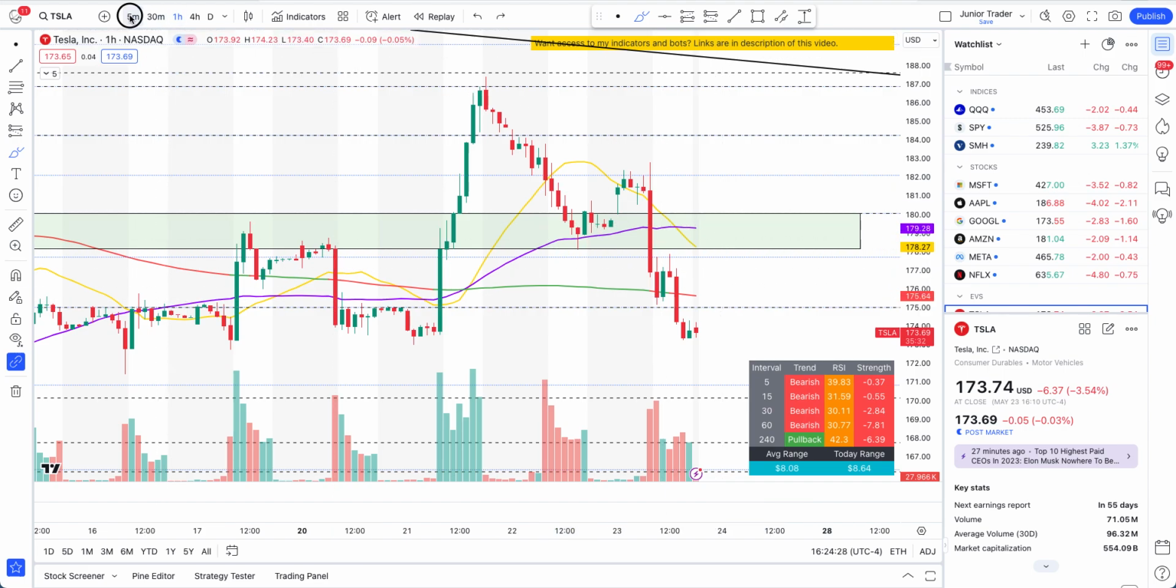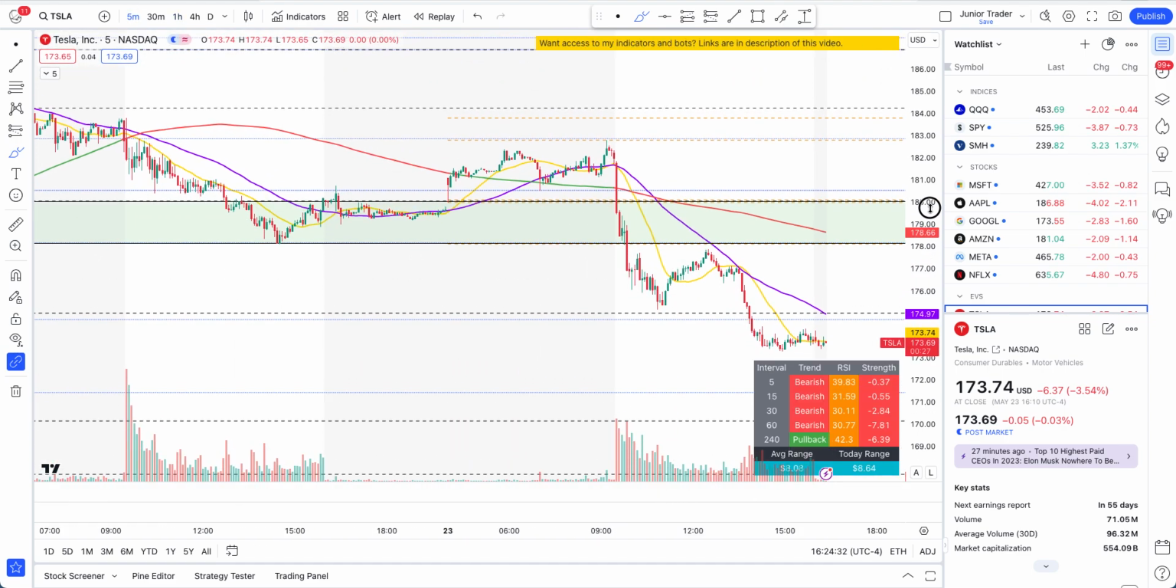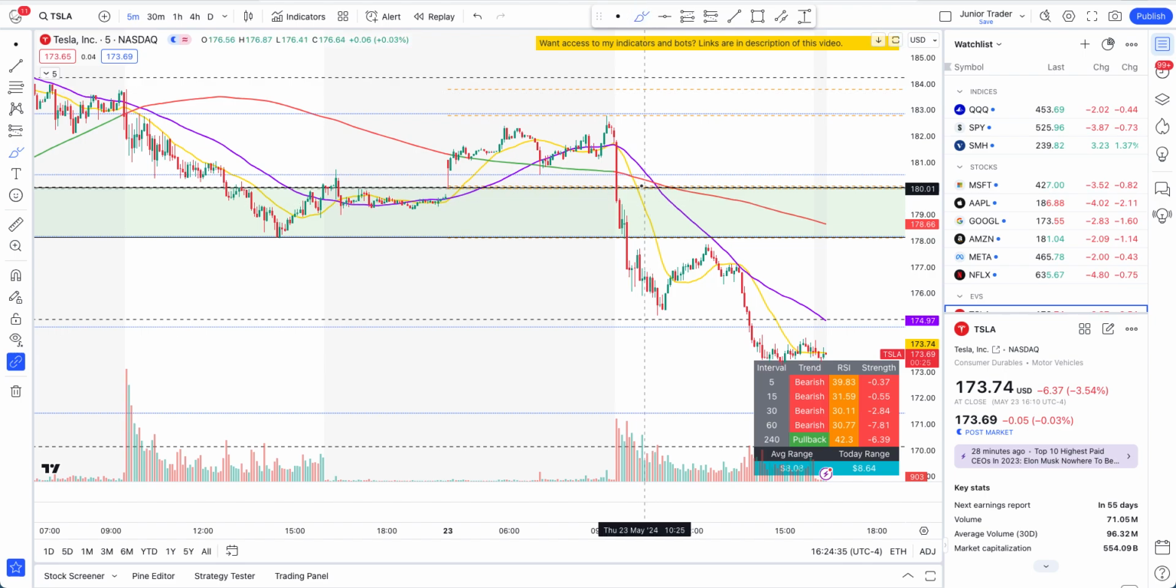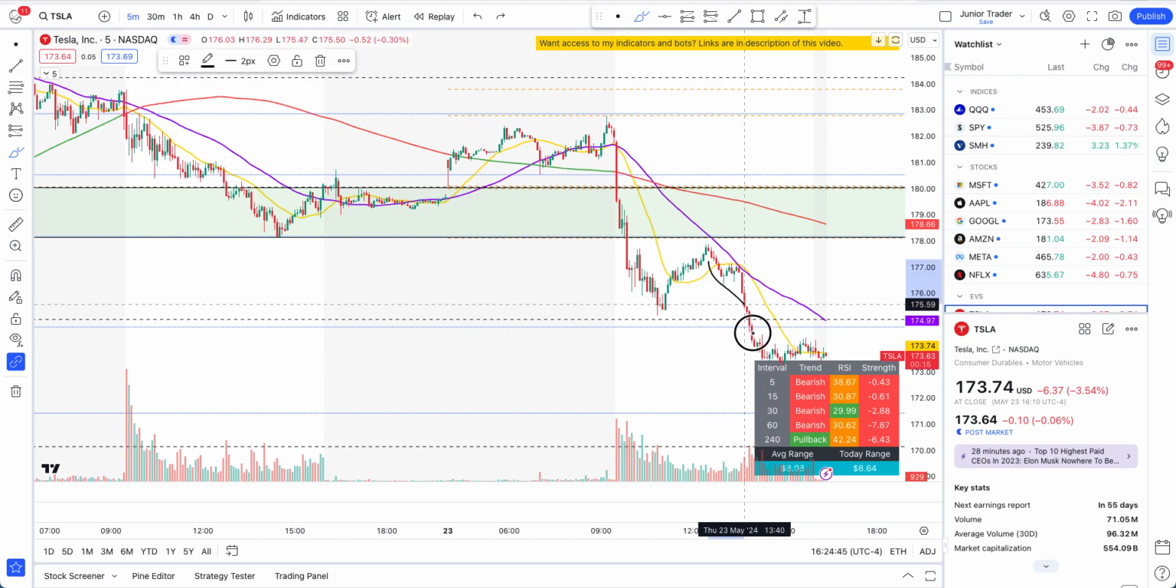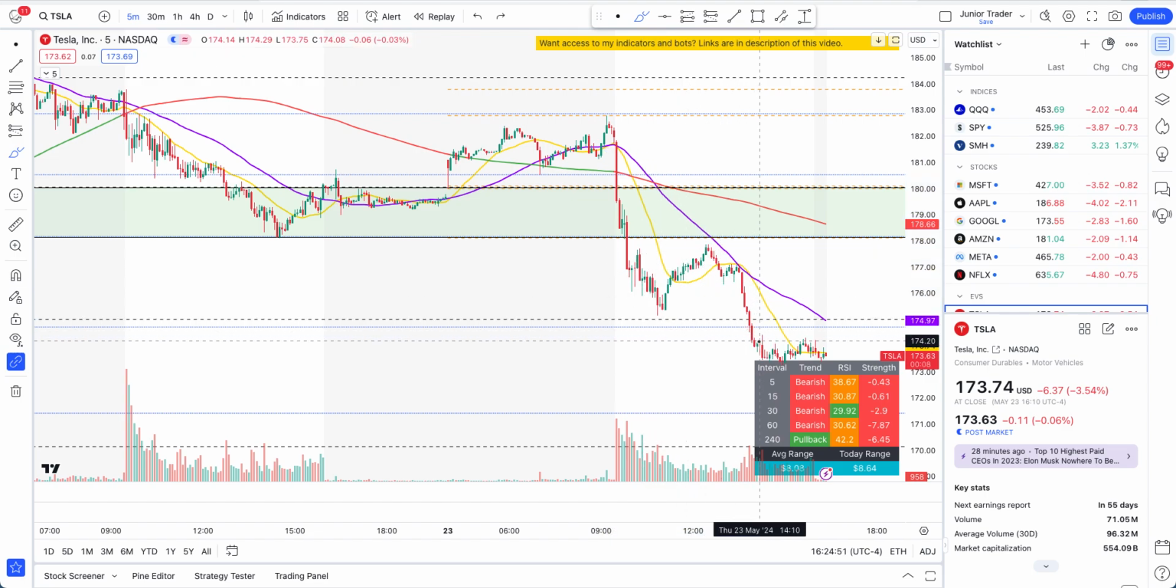Let's take a look at 5 minutes. You can see how well our levels react though, right? Once we lost 180, we came down to our significant level 175. We tried to rebound, rejected at our significant area of 178, sold off, and then Tesla lost 175 as well because the downtrend was picked up on this, right?